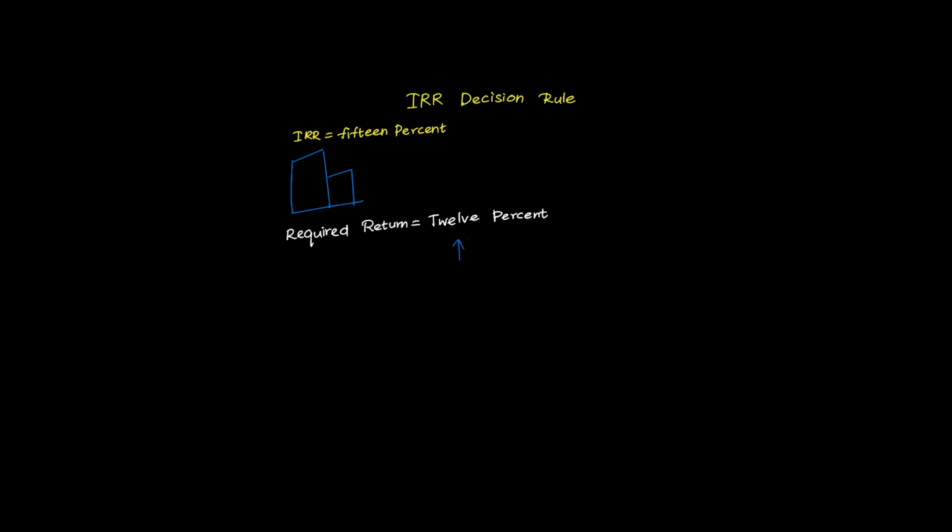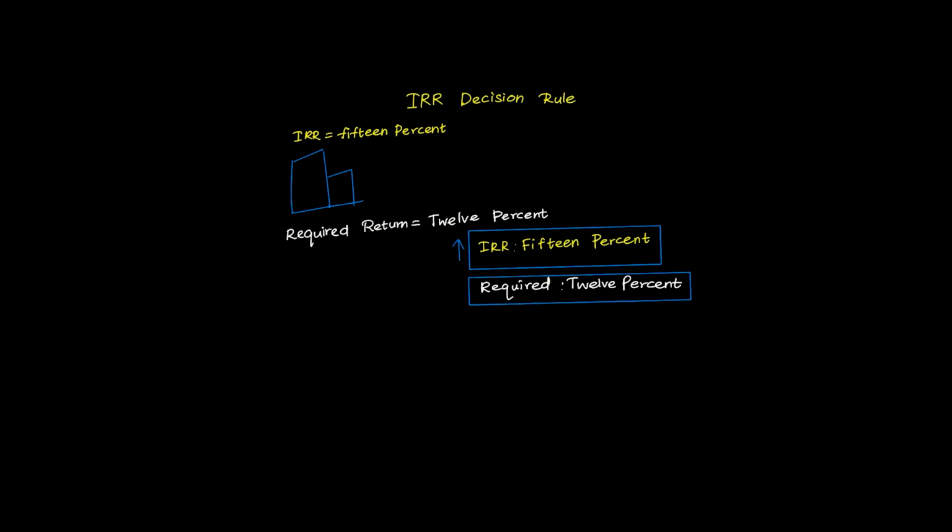The answer comes from comparing these two rates. Internal rate of return represents the actual return the project will generate. The required return represents the hurdle rate, the minimum acceptable return based on the cost of capital and risk. When the internal rate of return exceeds the required return, it means the project is generating more than the minimum needed. In this case, 15% is greater than 12%, so the project exceeds requirements by 3 percentage points.